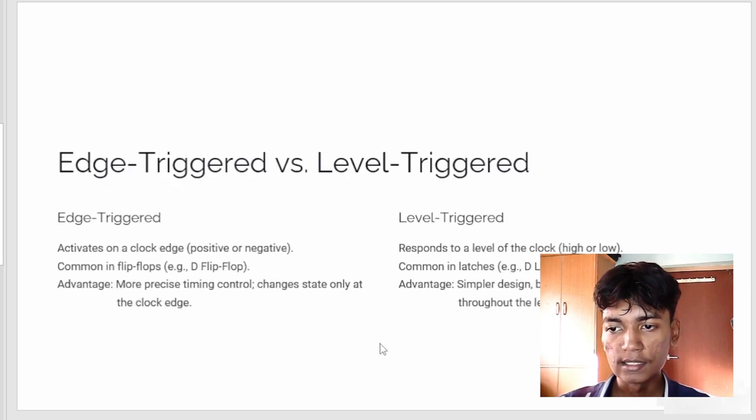Coming to the next slide, edge triggered versus level triggered. Edge triggered activates on a clock edge, positive or negative. Common in flip-flops like the D flip-flop. Advantages: more precise timing control, changing states only at the clock edge. The next thing is level triggered. It responds to a level of the clock, high or low. Common in latches like the D latch. The advantages are simpler design, but it is sensitive to input changes throughout the level.